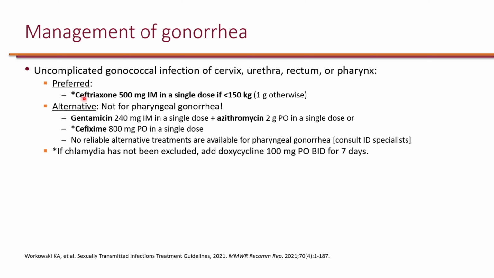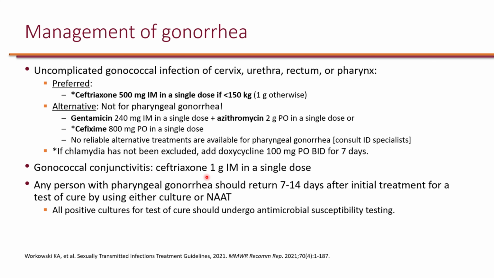Now, because the symptoms of gonorrhea overlap with chlamydia, if chlamydia has not been excluded and somebody is taking either ceftriaxone monotherapy or cefixime monotherapy, because cephalosporins don't have activity against atypical agents, it is recommended to add doxycycline on top of the ceftriaxone to cover for potential chlamydia infection. And once the culture results are back and it's confirmed that the patient does not have chlamydia, this can be discontinued.